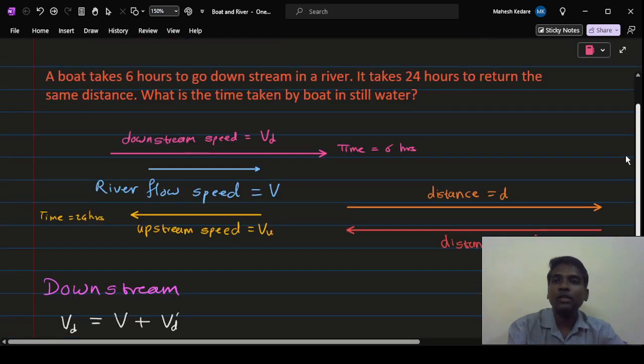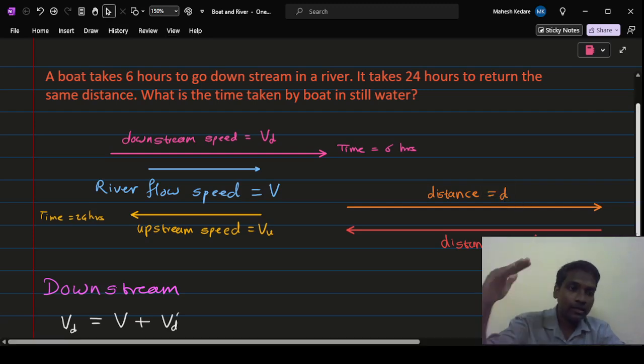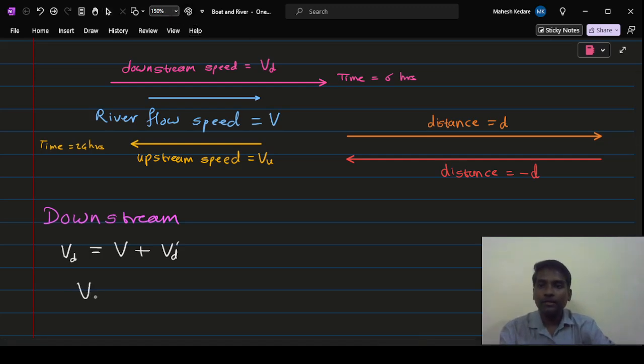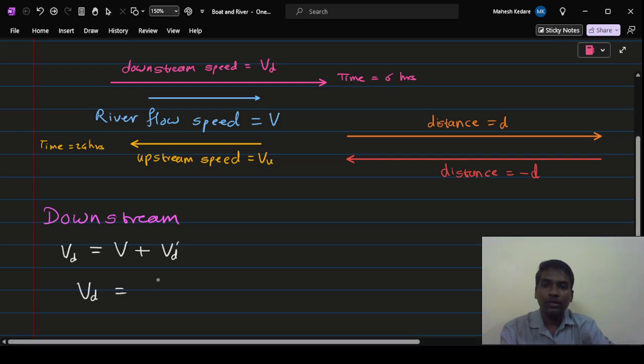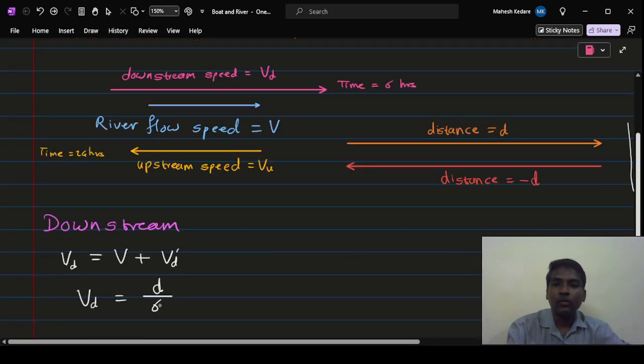Now what's given in the problem? In the problem it is given that a boat takes 6 hours to go downstream. It means to travel the distance d, the boat takes 6 hours when it is traveling in the direction of river flow. And this is the speed of boat as measured from ground. So we know that the speed of boat can be written as the distance it travelled divided by the time it takes, and time taken is 6 hours. So we write Vd equal to d by 6.